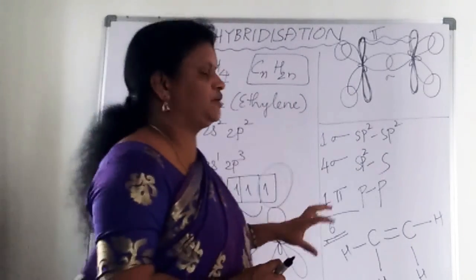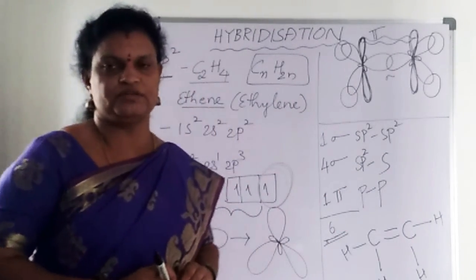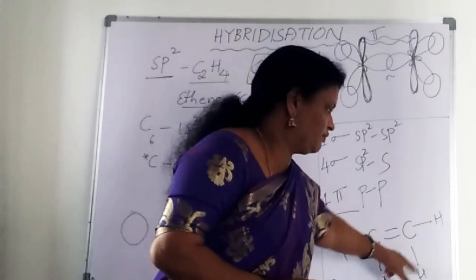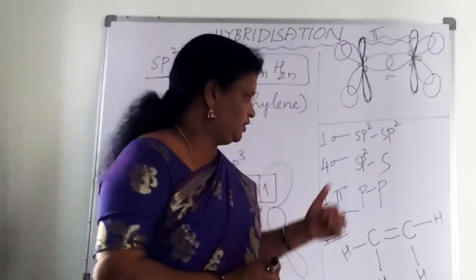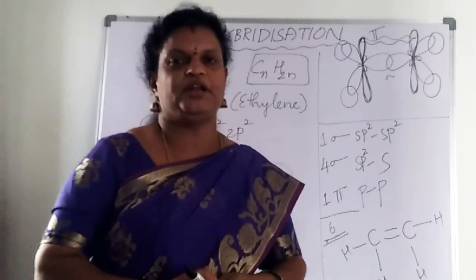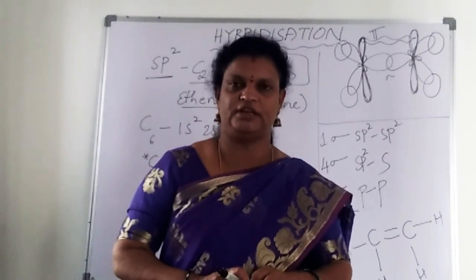In that, 5 sigma and 1 pi bond. 5 sigma and 1 pi bond. Altogether we got here 6 bonds. So this is the structure of ethylene. We can explain sp2 hybridization very easily with the help of the ethylene molecule.